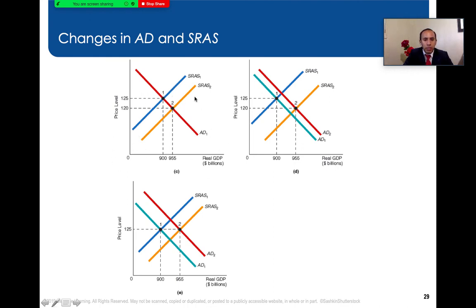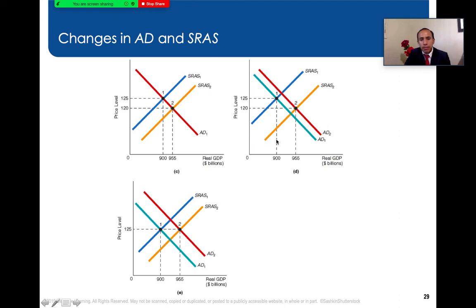Model C, continuing, shows a shift in the supply curve from 900 to 955 units. We're in equilibrium 1 at 125 and 900 units. An increase in the aggregate supply of goods shifts the aggregate supply curve to the right. With a greater supply of goods and services, real GDP increases to 955 and the price level declines to 120 at the new equilibrium 2.